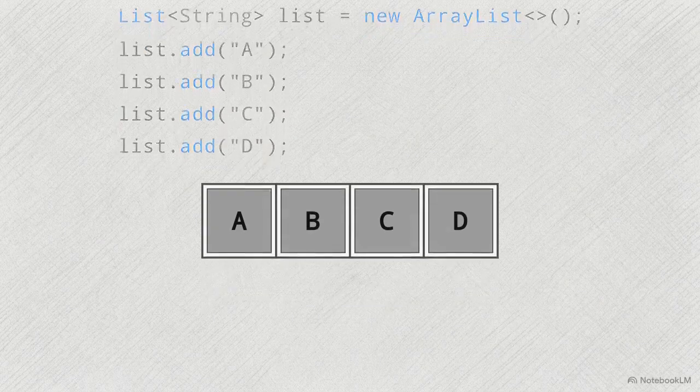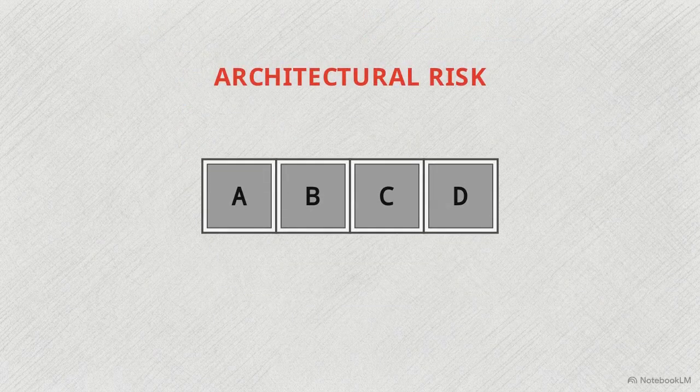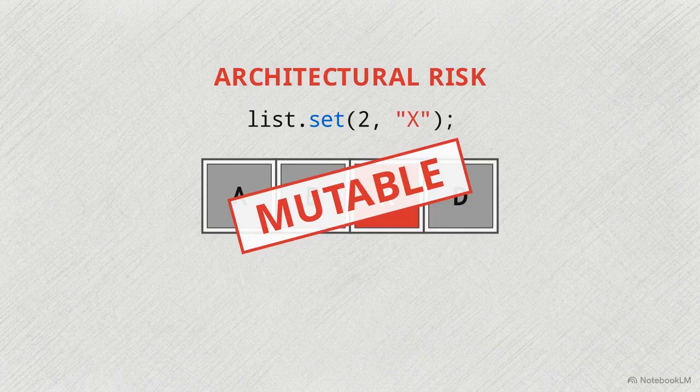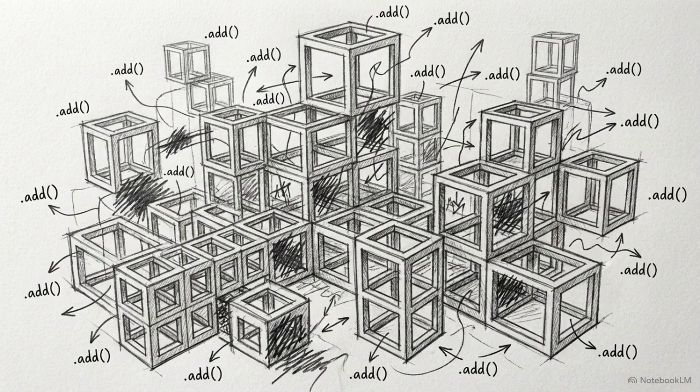This legacy approach carries a hidden architectural risk. These standard lists remain inherently mutable, meaning the data is left vulnerable to unintended modifications later in the execution cycle. This older method prioritizes absolute structural flexibility at the cost of systemic security and code conciseness.